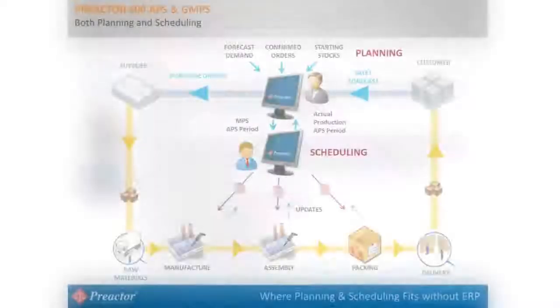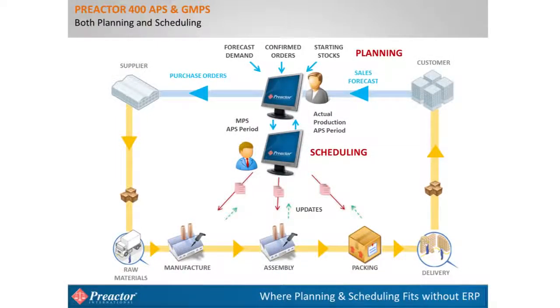Some companies do not have a full ERP system. Preactor 400 GMPS can be integrated with Preactor 400 APS to provide both planning and scheduling without using ERP. This graphic shows what data is passed between APS and GMPS.